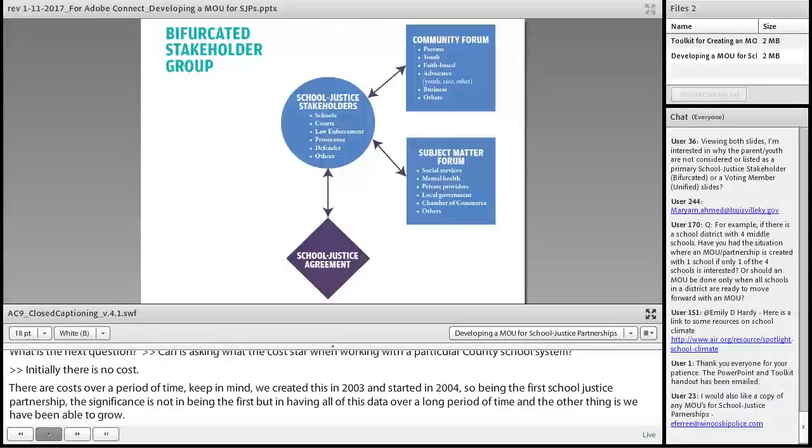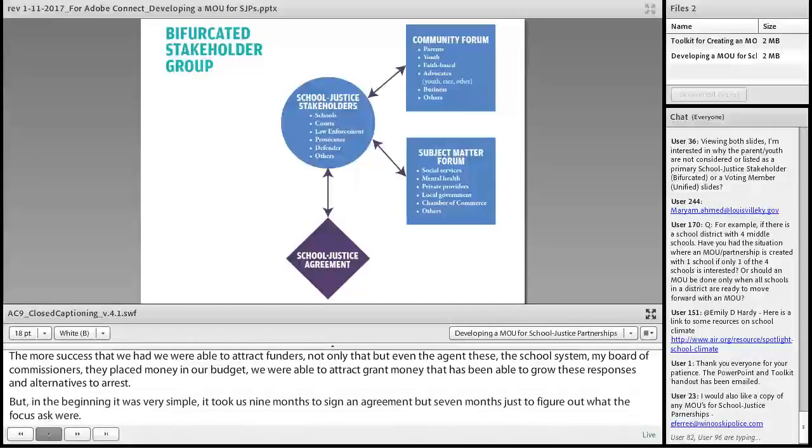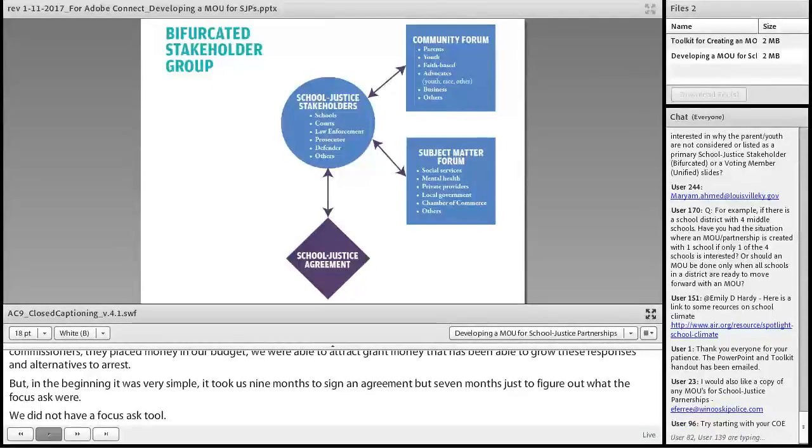We've been able to attract grant money that has been able to grow these responses, these alternatives to arrest. But in the beginning, it was very simple. It took us 9 months to sign an agreement, but 7 months just to figure out what the focus acts were. And bear in mind, we did not have a focus act tool. This is how we developed the focus act tool: I asked myself, if I could go back in time, what would I like to have that would have taken that 7 months and shortened it down to maybe a day? And that's how we came up with this tool.